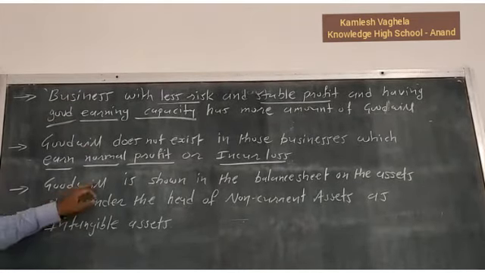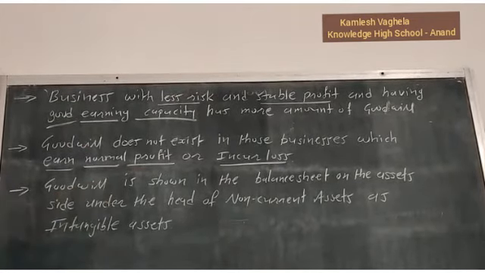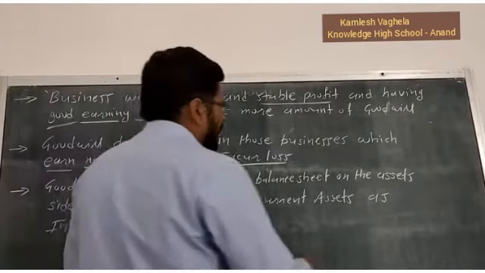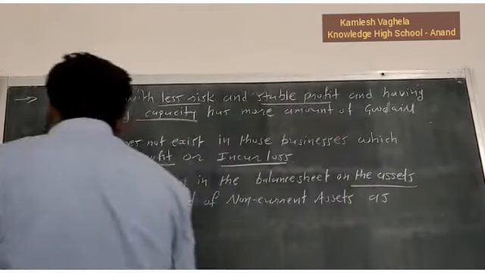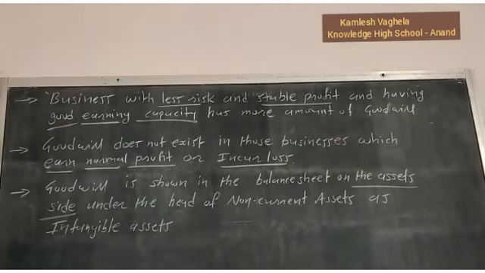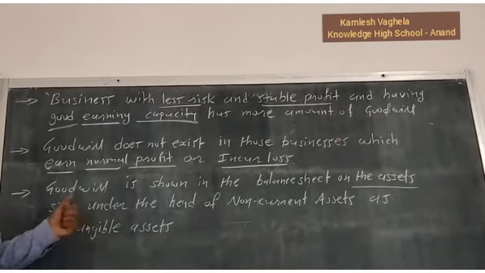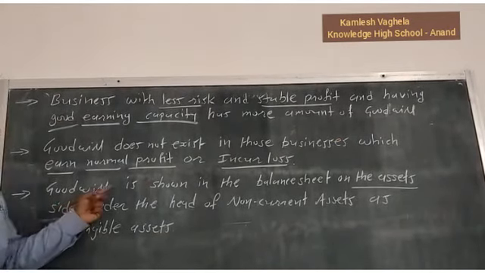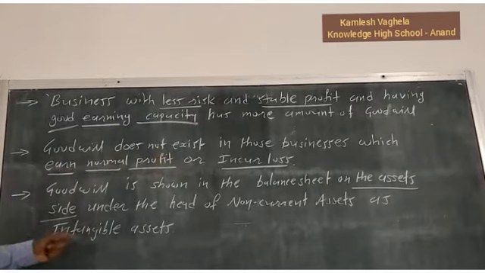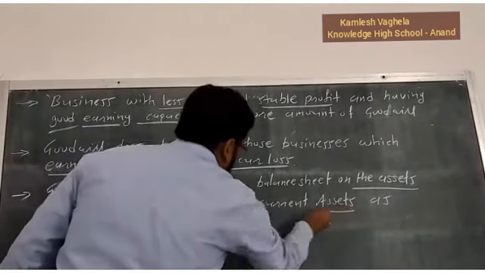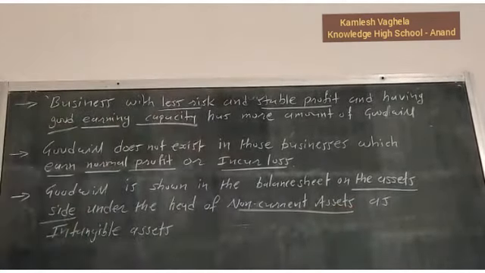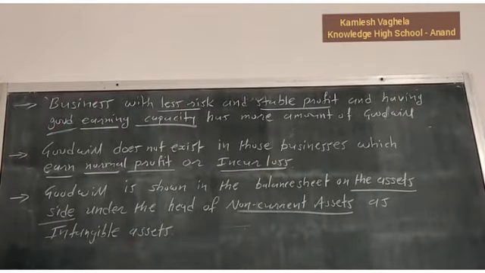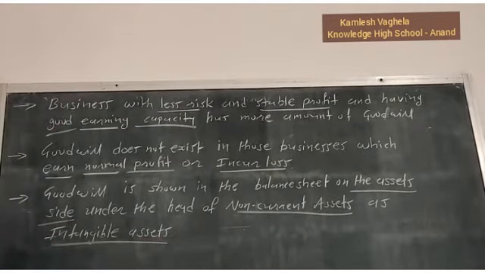So goodwill is shown in the balance sheet on the asset side. Remember, why the asset side? Because goodwill is what? One kind of asset. It is an intangible asset. So goodwill is shown in the balance sheet on the asset side under the head of non-current assets. Remember this, under the head of non-current assets as intangible assets.